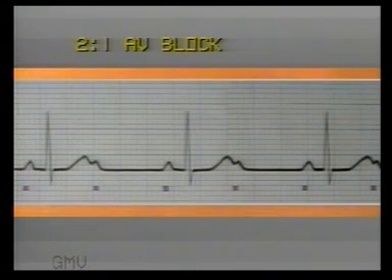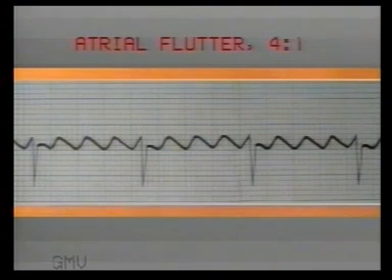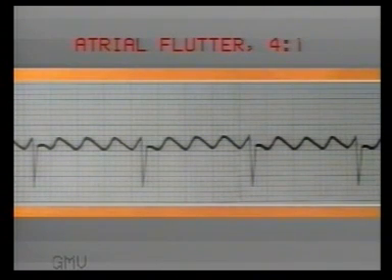Here we see that every second P wave is followed by a QRS complex with normal PR interval, with the result that ventricular rate is half of the atrial rate. This is bradycardia due to 2 to 1 AV block, a fixed ratio AV block. This is the typical sawtooth appearance of atrial flutter, but QRS complexes are seen after every fourth F wave. This is atrial flutter with 4 to 1 AV block or high degree AV block resulting in bradycardia.